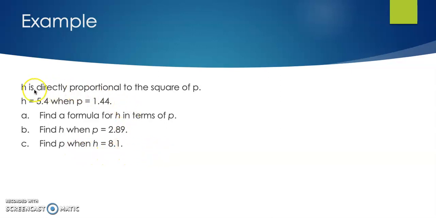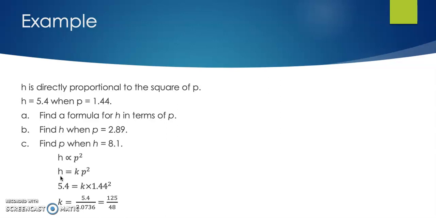First of all, we have to translate this statement into mathematics. H is directly proportional to the square of p, so you write h is proportional to p square. Now you remove this sign of proportionality and write h equals k times p square. Now look at the given information. H is 5.4 and p is 1.44. So replace h by 5.4 and p by 1.44 square. Now solve it for k.